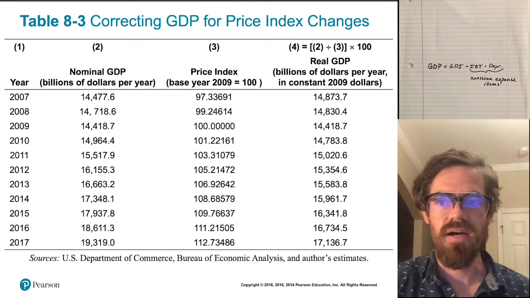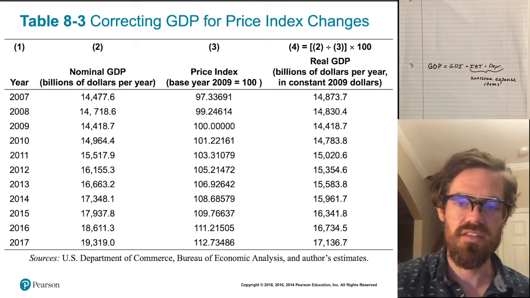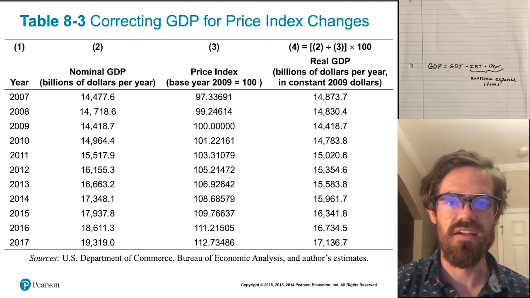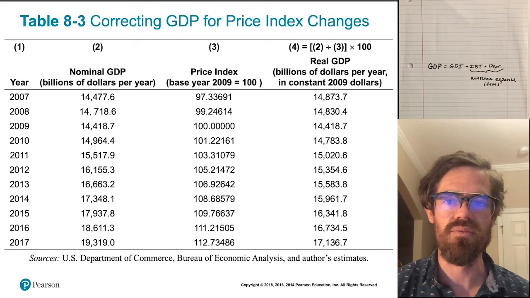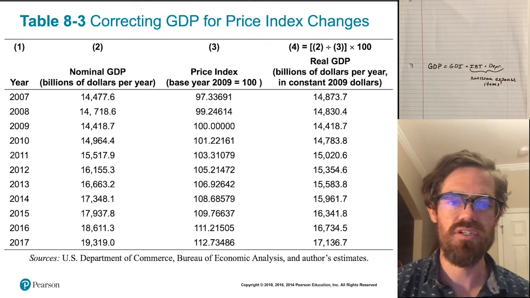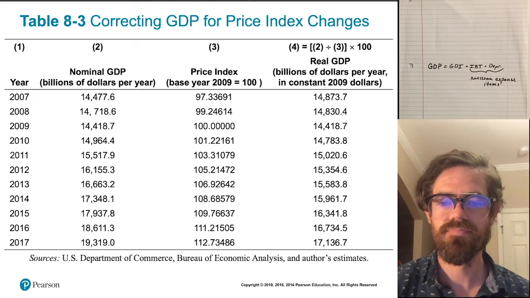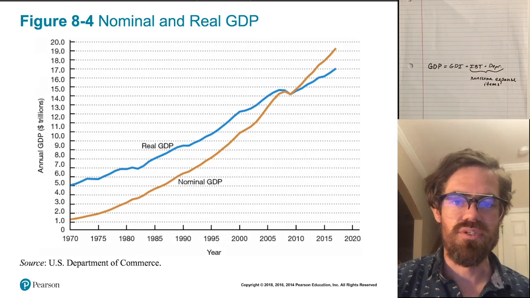So I would encourage you to pause the video and practice and double check these rows, and verify that these are correct and that you're understanding how to calculate real GDP. Okay, so it's pretty simple. You just take column 2, you divide it by column 3, and you multiply by 100. Okay, so here's the real issue.